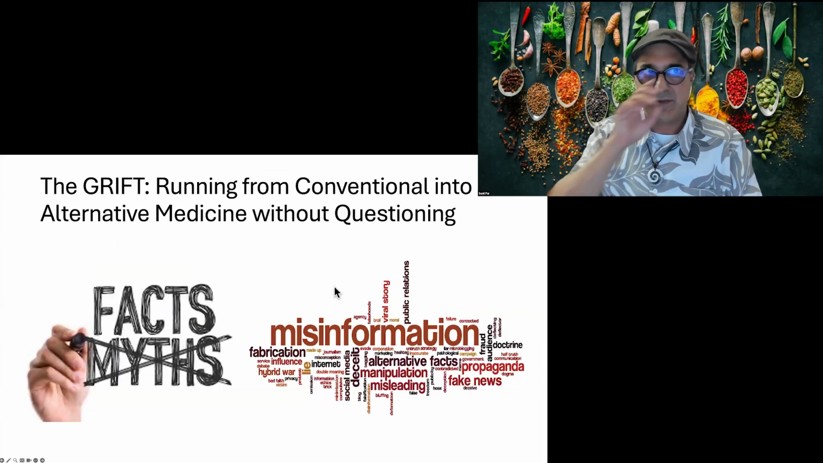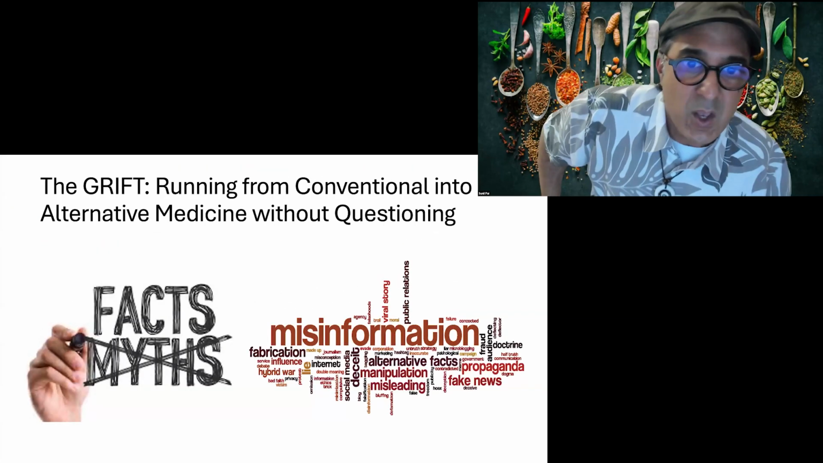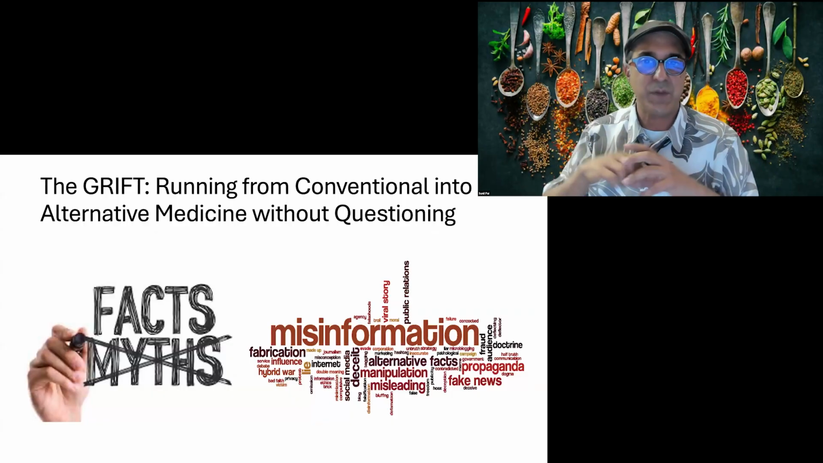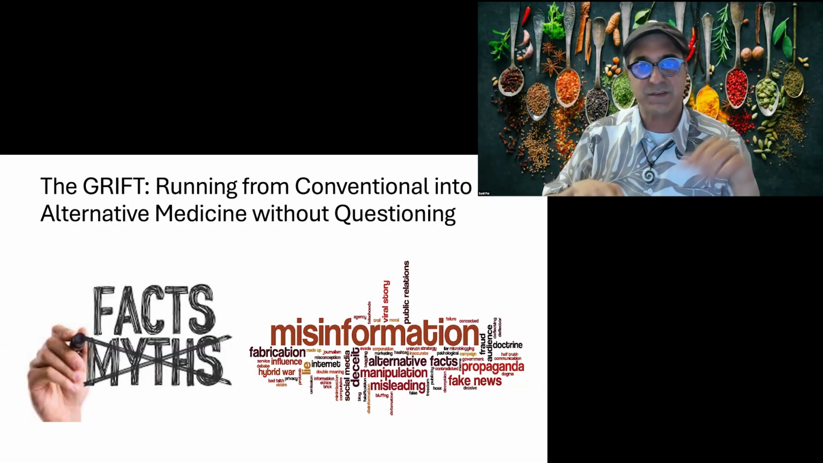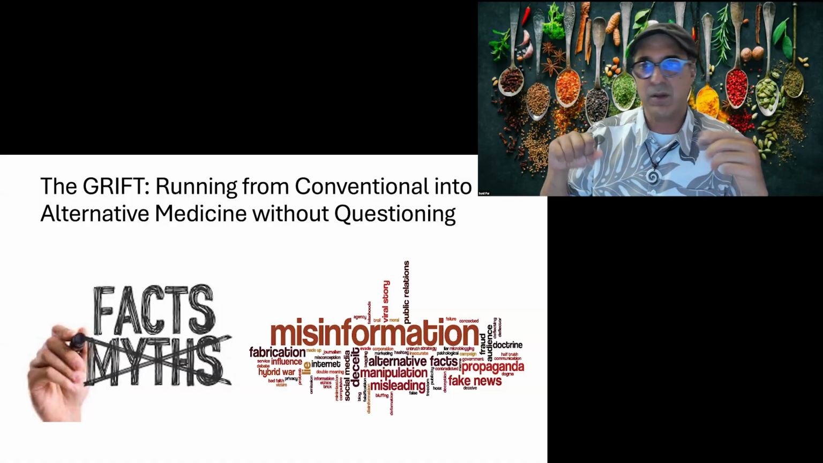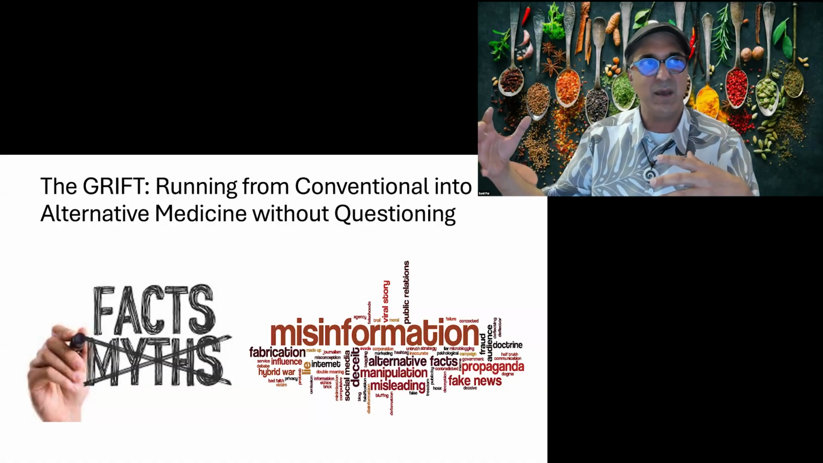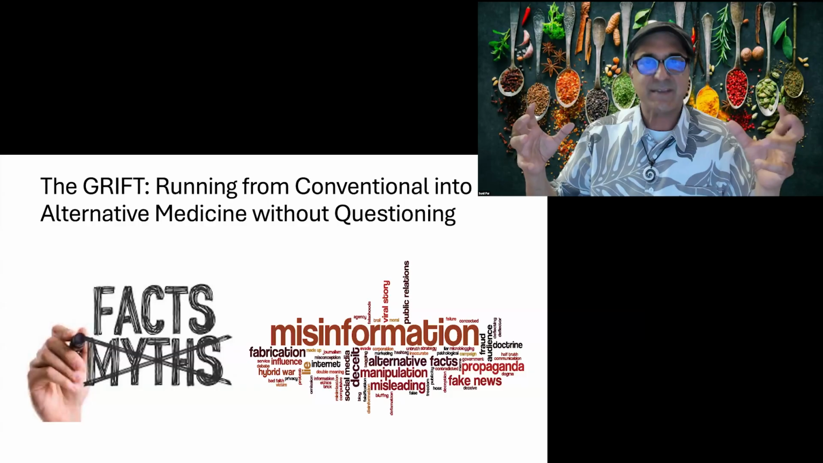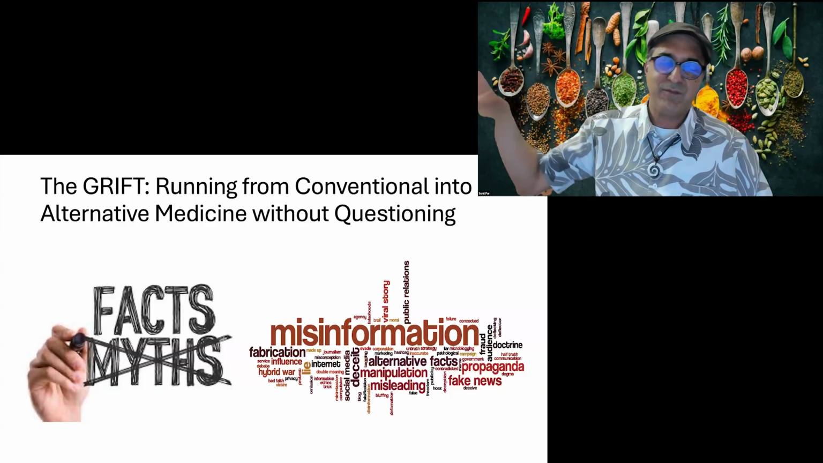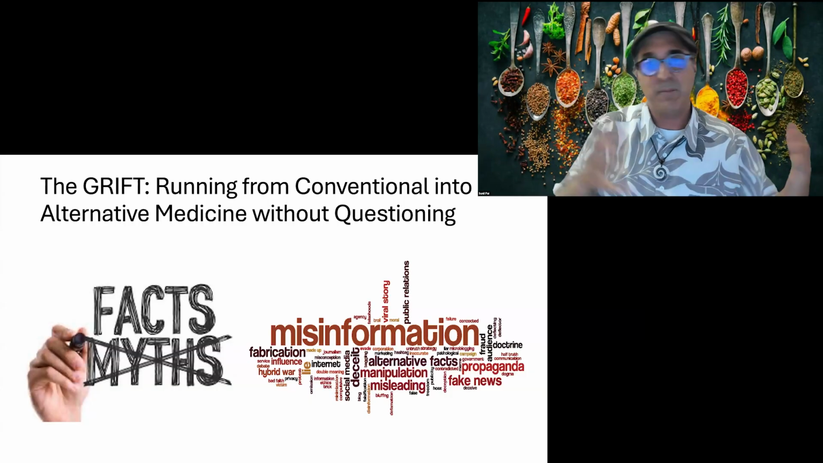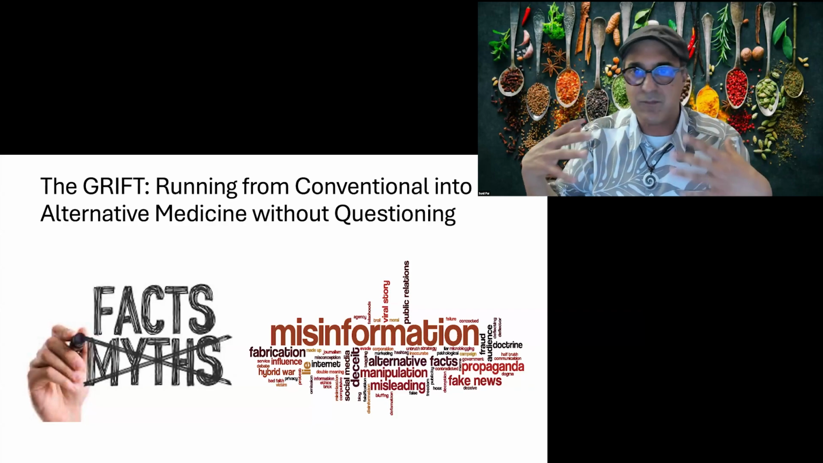Now, what I want to end with is this. I want to give you an example, because what I see every day is a lot of cancer patients. 60% of my practice is cancer patients. The rest are chronic inflammatory, autoimmune, and people who want to just get optimum health. So there's a grift that we see a lot where patients are running from conventional into alternative medicine. And I'm not an alternative medicine provider. I'm an integrative medicine provider.